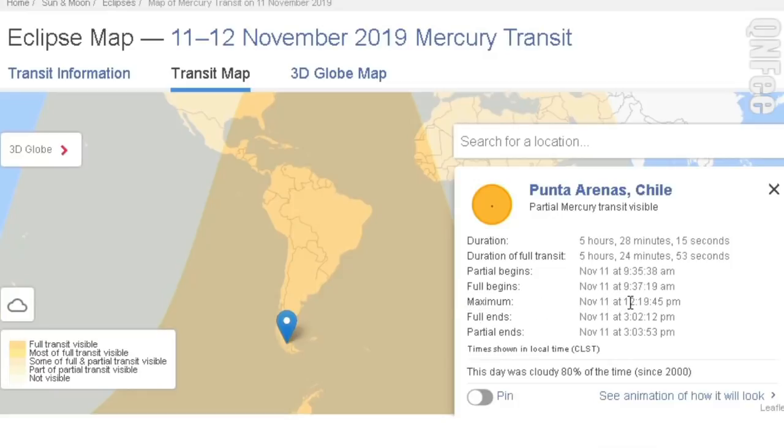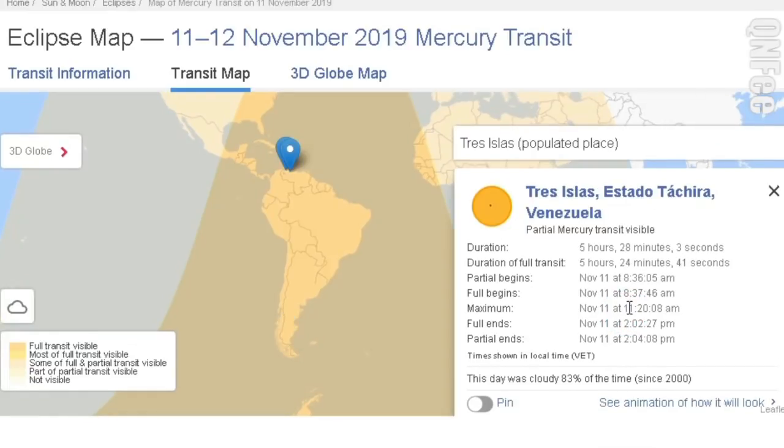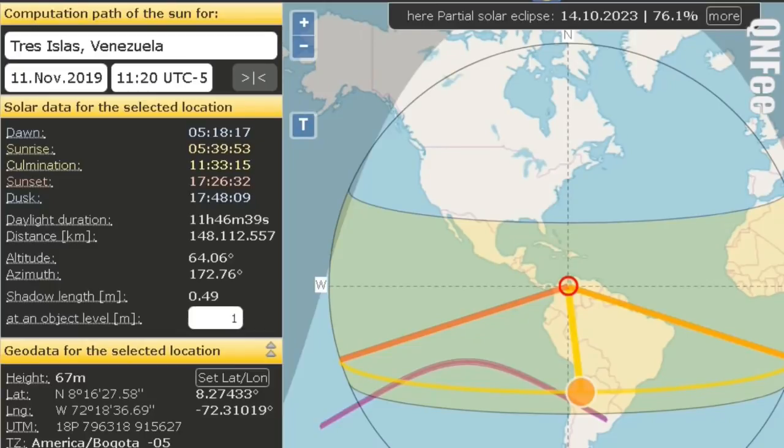That's about 12:19 local time here, and this one is 11:20 local time. By knowing this we also know the direction of the sun, of course. At 11:20 in Venezuela, the sun was at an azimuth of 172 on the maximum transit.